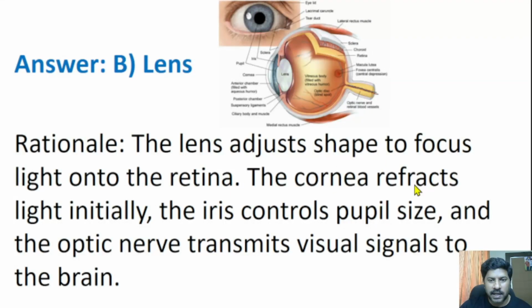At the same time, the cornea refracts light initially because it is the first part. The iris controls pupil size. This light bluish or gray colored part is the iris. It controls the size of the pupil, that is the black circular portion. And the optic nerve transmits visual signals to the brain. On the backside of the retina there will be the optic nerve. It transmits visual signals to the brain.